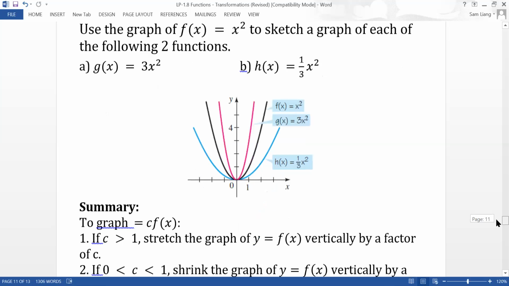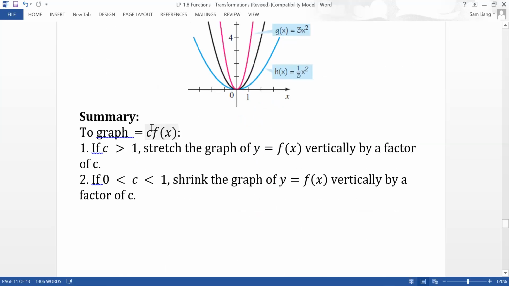And to summarize that, to graph y equals C of f of x, right? So if you have C is greater than 1, right? So in this case, we had 3x squared, right? It's greater than 1. Stretch the graph of y equals f of x vertically. So stretch it up, right? Just like you're physically stretching, right? Vertically by a factor of C.